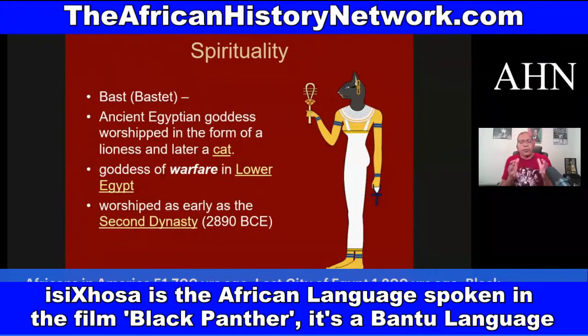The panther deity that we see in the film Black Panther, Bast, comes from Bastet, which comes straight out of ancient Kemet. Bastet is a neter or deity, or what Europeans call gods. Bastet was an ancient Kemetic neter or goddess, worshipped in the form of a lioness and later a cat. She was goddess of warfare in Lower Kemet, worshipped as early as the Second Dynasty, around 2890 BCE, before the Common Era.